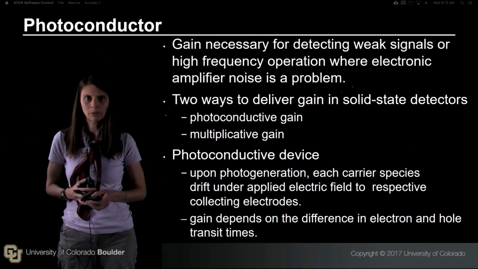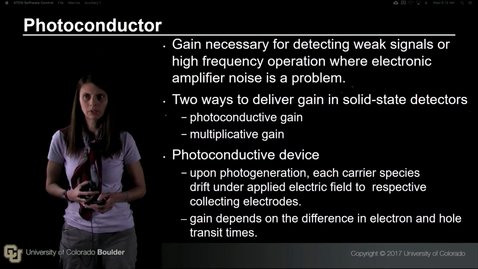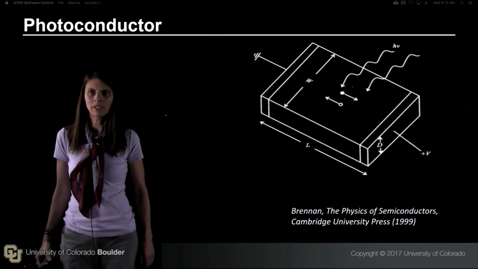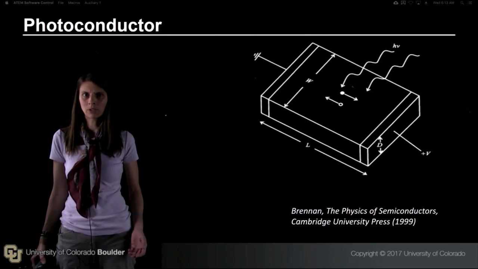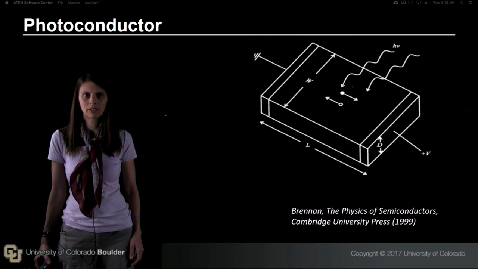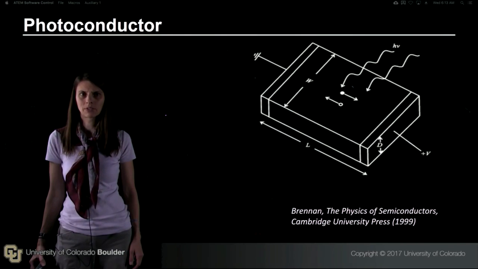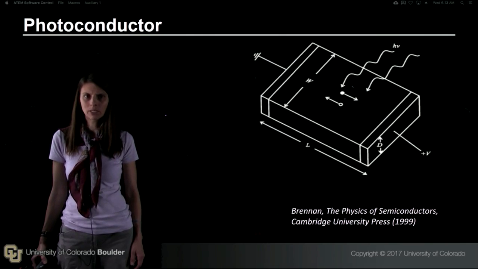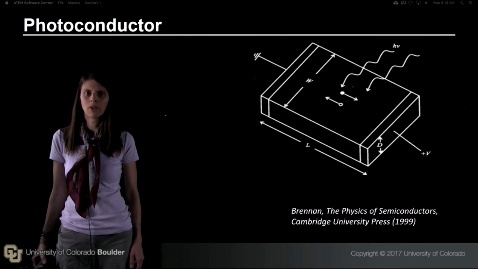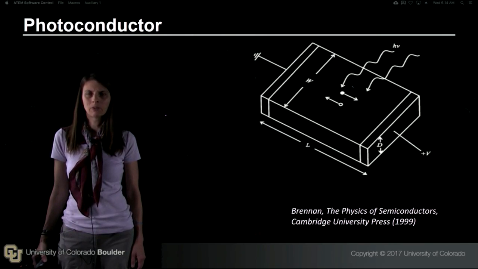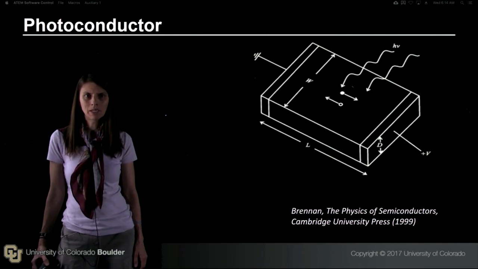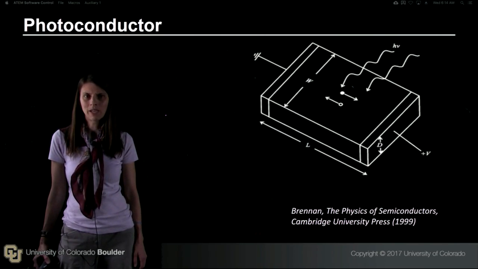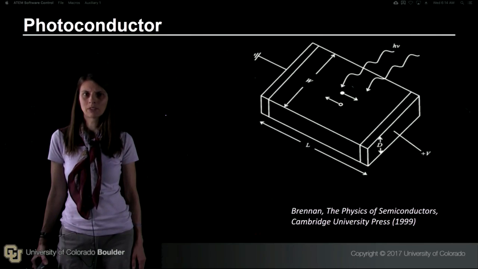So let's think a little bit more about how the photoconductor operates. When light hits the device, it generates an electron-hole pair. The electron moves to the positively biased electrode, and the hole moves to the negatively biased electrode. And if the transit time of the electrons and the holes is vastly different, which is the case for many III-V compounds, then the electron will traverse the device in much less time than the hole, and it will exit, leaving the device with net positive charge.